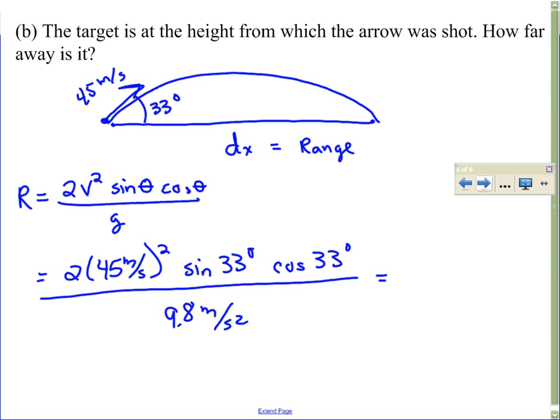So do that on your calculator. See if you agree with my answer. I have 189 meters is how far the arrow flies. So that's a use of our new equation. Let's do one more problem.